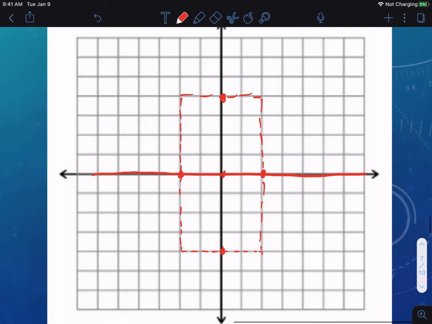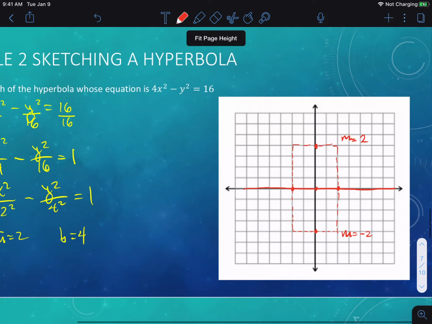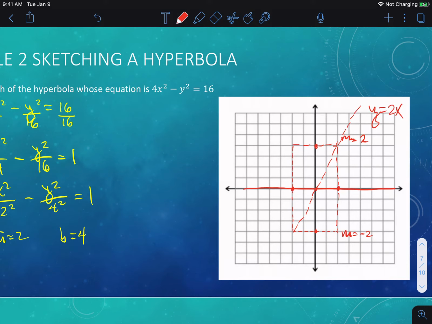And you'll notice, let's just do it from the origin here. I'm going up 4 and over to the right 2. So my slope then is up 4 over 2, which is just 2, a slope of 2. If I go down, I notice that my slope over here is going to be negative 2. So I know then that my asymptotes are going to be y is equal to 2x, and over here y is equal to negative 2x.